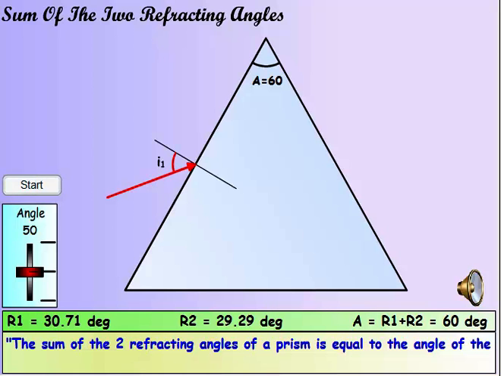The angle A is called the angle of the prism. As shown, the two refracting angles are marked R1 and R2. If you take the sum of R1 and R2, it would add up to the angle of the prism, which is A. You can try by changing the angle of incidence to different values. In each case, R1 plus R2 will equal A.